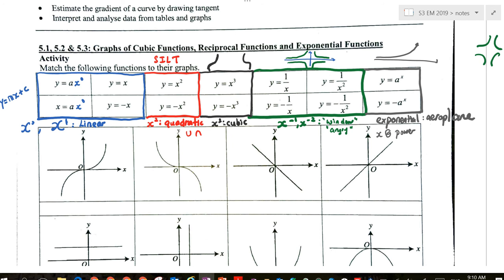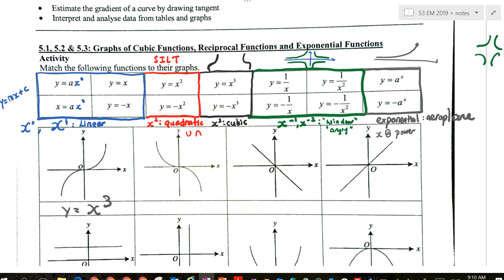But how will they ask you? Will they even ask you for name? Never. They will ask you, this one is what? Cubic graph. So then you have to answer, this blank, what do I write? So this is what you write. Y equals to x cubed. Done. Just like that.